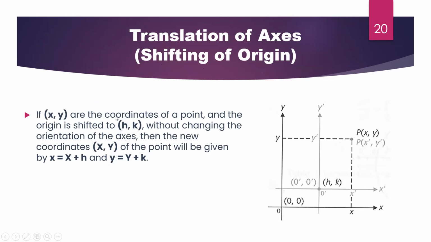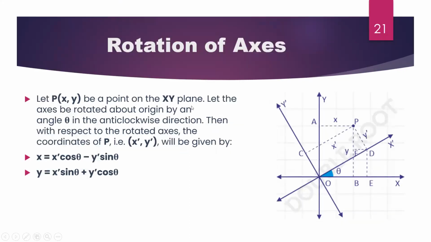If x, y are the coordinates of a point and the origin is shifted to h and k without changing the orientation of the axis, the new coordinates x, y of the point will be given as x plus h, and y plus k. It is very simple because we discussed it in our previous classes when we were in 9 and 10. Now, this is a typical topic.